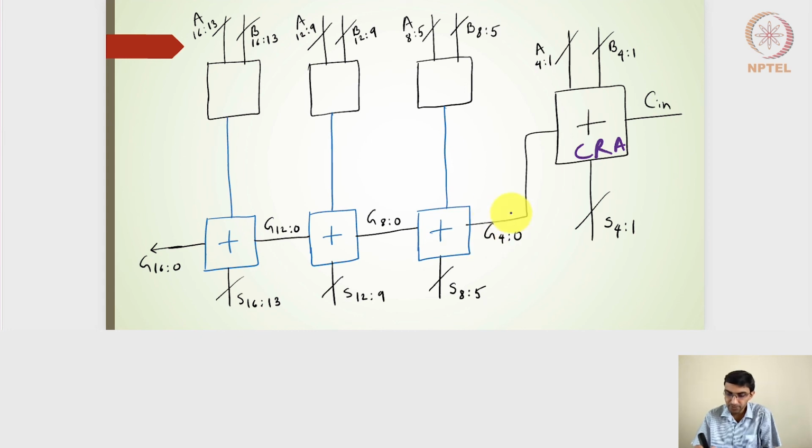The moment G4:0 is generated, we will have G8:0 generated, but also G7:0, 6:0, 5:0. The moment G8:0 is generated, we will have 12:0, but also we will have 11:0, 10:0, 9:0. The moment 12:0 is generated, we will have 16:0, but also we will have 15:0, 14 and 13:0, which will help in extracting the sum bits.